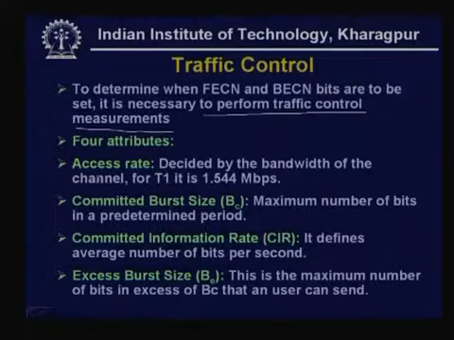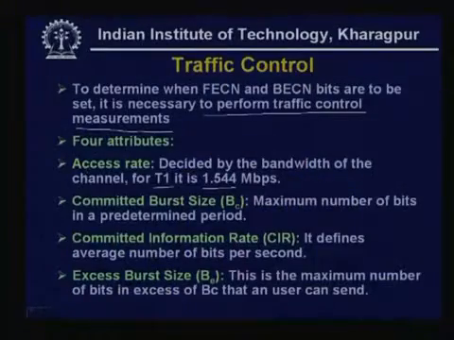First one is known as access rate. It is decided by the bandwidth of the channel, that means the maximum rate of introduction of packets. So, for example, if the T1 line is used, then the maximum rate is 1.544 megabits per second. That means if a particular node sends a packet at a rate faster than this, then we can say that access rate has been violated.